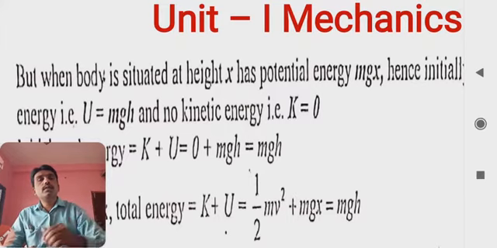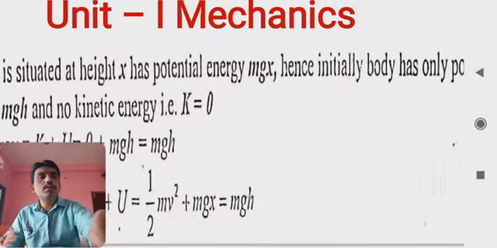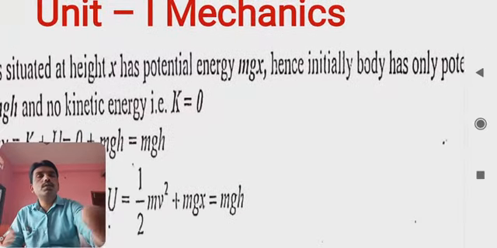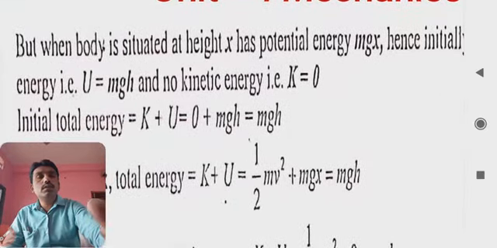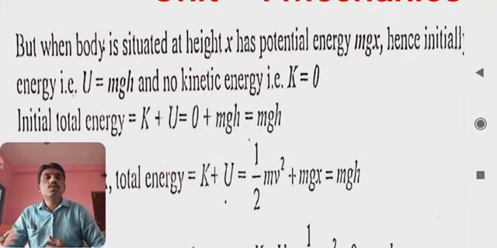Hence the initial body has only potential energy, that is U is equal to mgh, and no kinetic energy, that is K is equal to 0, because kinetic energy is going to be 0 at that stage. And here the initial total energy K plus U is equal to mgh.